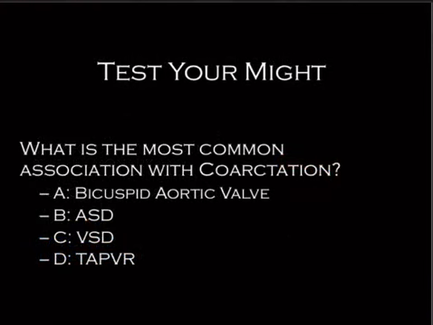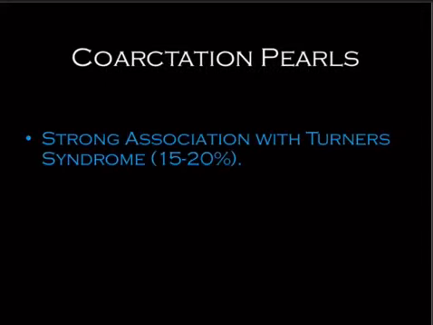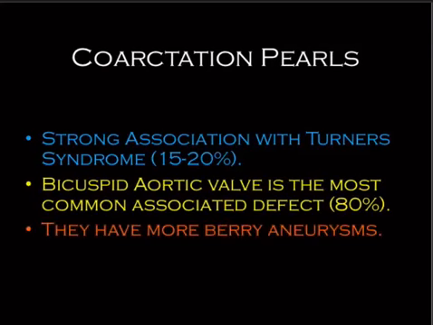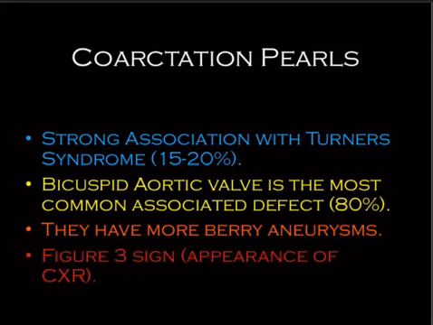So what is the most common association with a coarctation of the aorta? This is another association question. You just have to know this. And that's the presence of a bicuspid aortic valve. So what do you need to know about coarctations? Turner syndrome and bicuspid aortic valves. And they also have more berry aneurysms. The figure 3 sign that we talked about on the chest x-ray, those are the big things I would know.